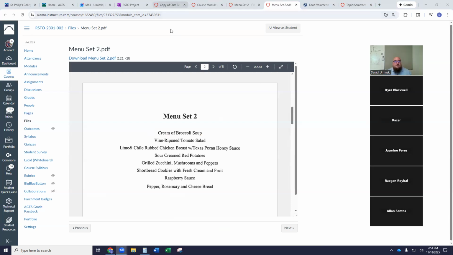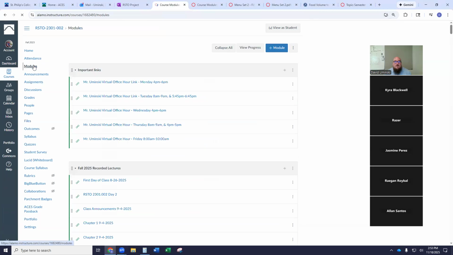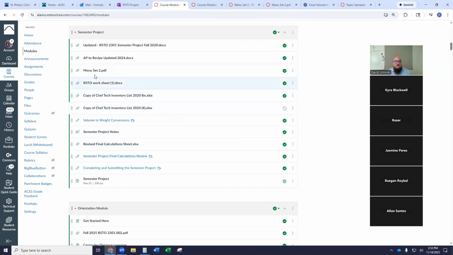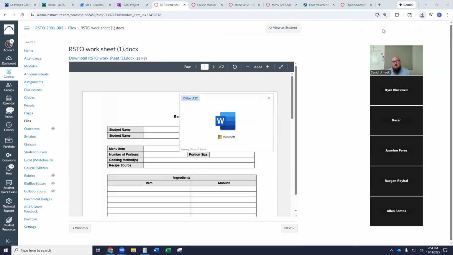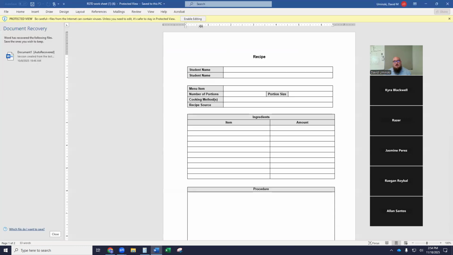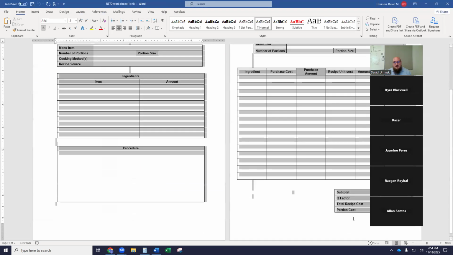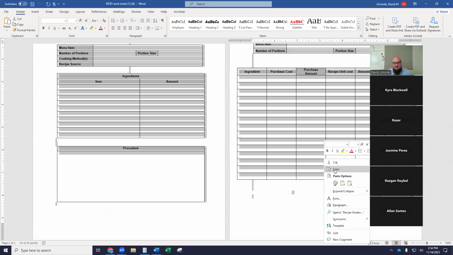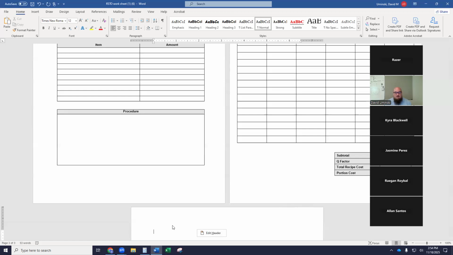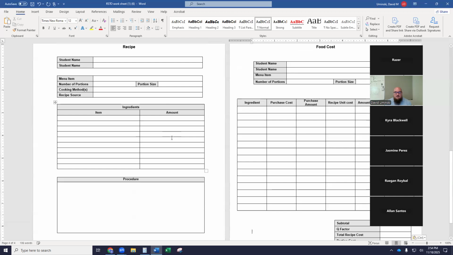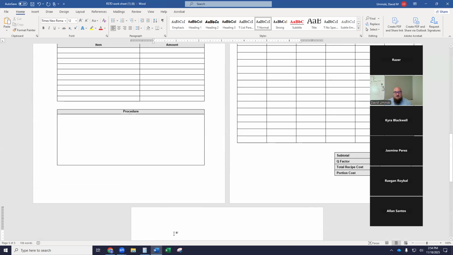When it comes to the RSTO worksheet, all you have to do is click and highlight everything, copy, go to a new page, and paste. So that's the easiest way to get them all together. Just go to the next page and take whatever you copied.